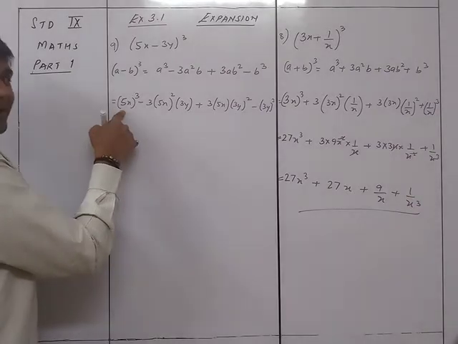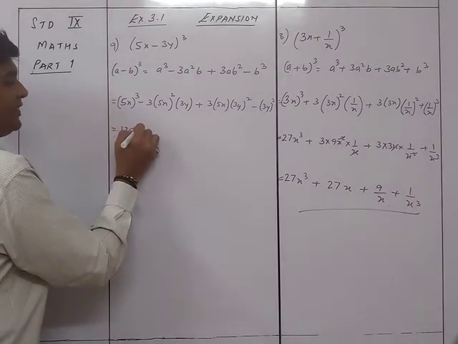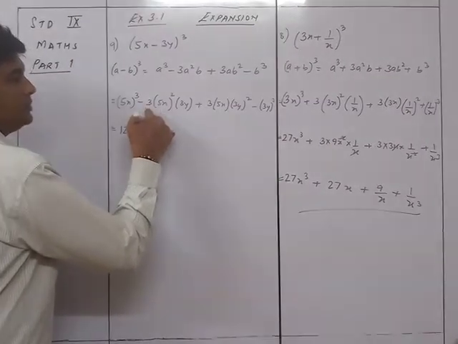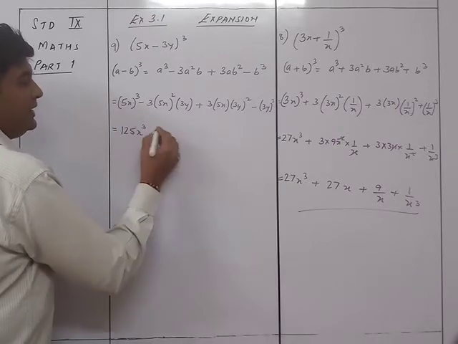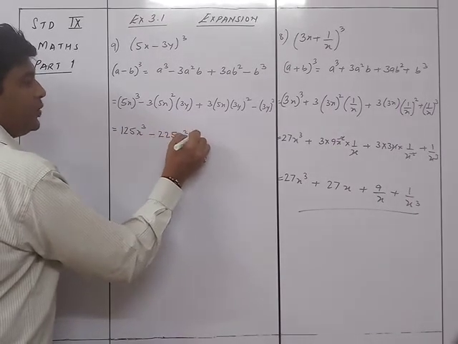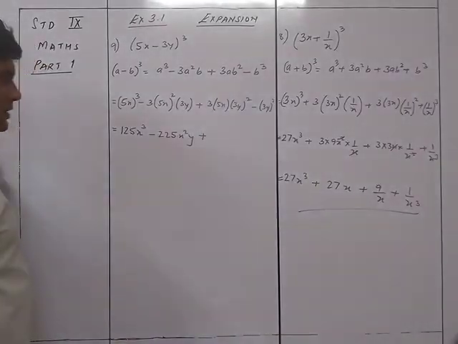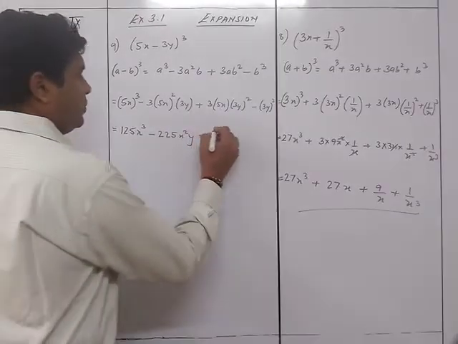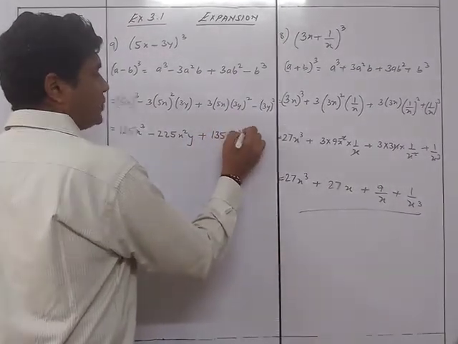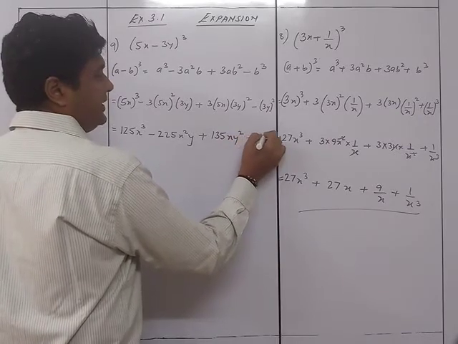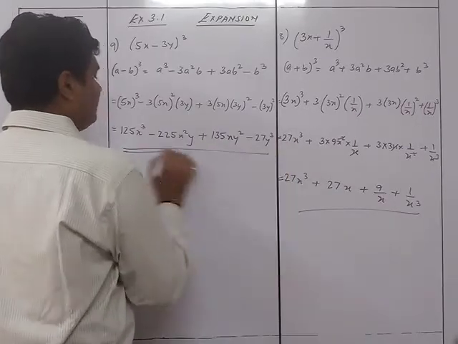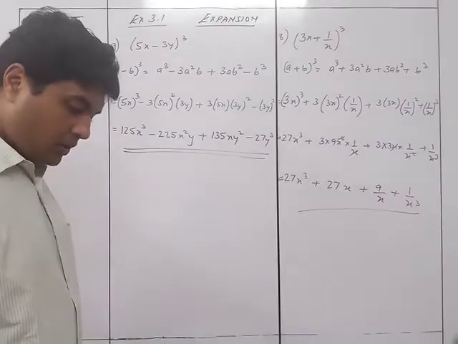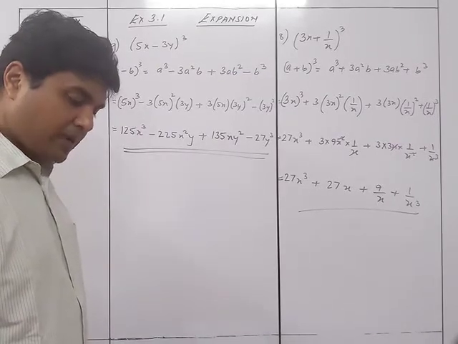So this is 5 5s are 25, 25 5s are 125, so 125x cube minus 5 square is 25, 25 into 9 is 225x square y plus this is 15, 15 9s are 135, so it is 135xy square and this is minus 27y cube. So that will be the answer for sum number 9. Okay, we now move on to sum number 10.